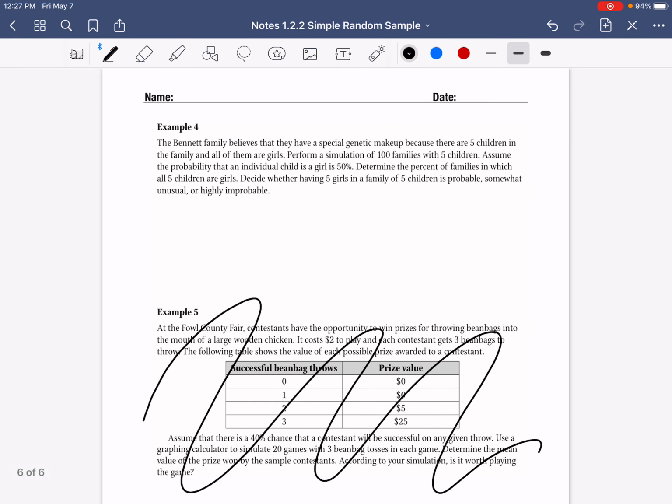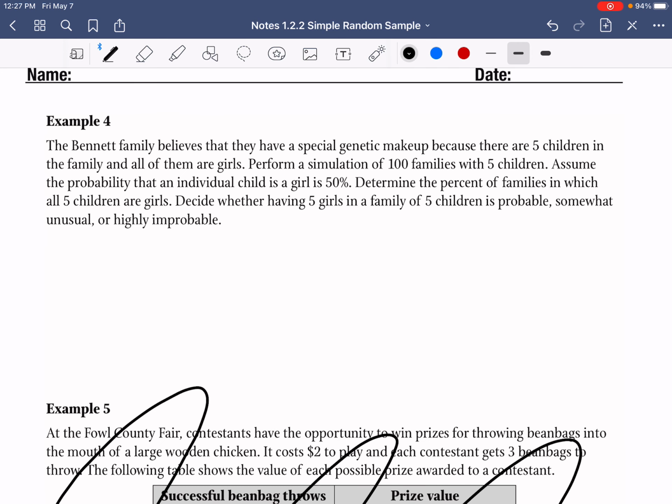All right, we're just doing one last example, and then we're not going to do number 5. So example 4, it says the Bennett family believes that they have a special genetic makeup because there are 5 children in the family and all of them are girls. Perform a simulation of 10 families. We're not going to do 100, that's too many. Assume the probability that an individual child is a girl is 50%. Determine the percent of families in which all 5 children are girls. Decide whether having 5 girls in a family of 5 children is probable, somewhat unusual, or highly improbable.